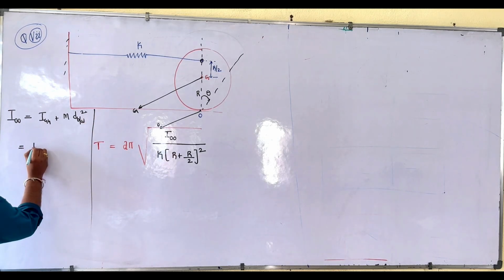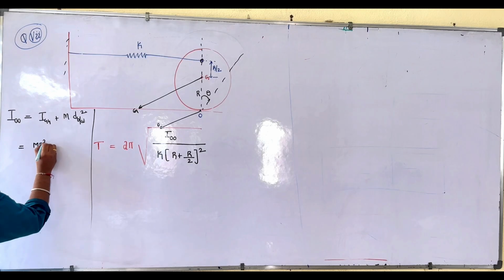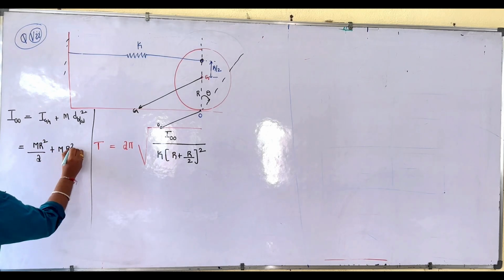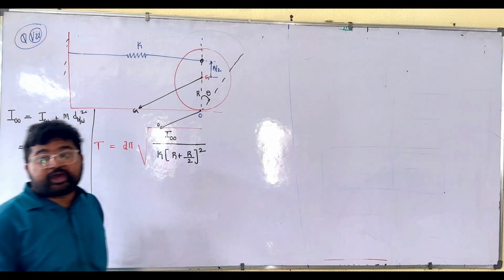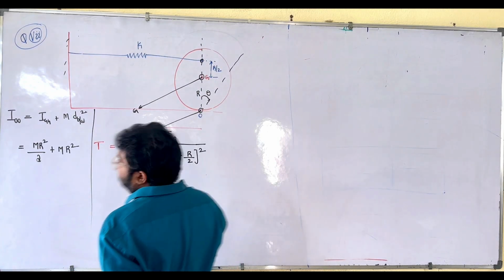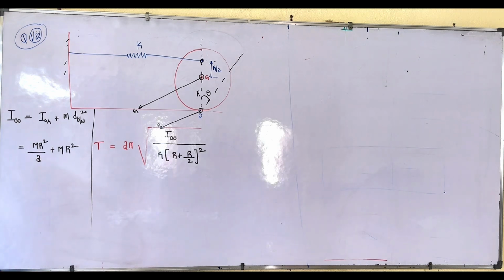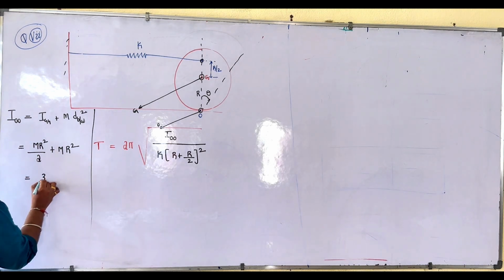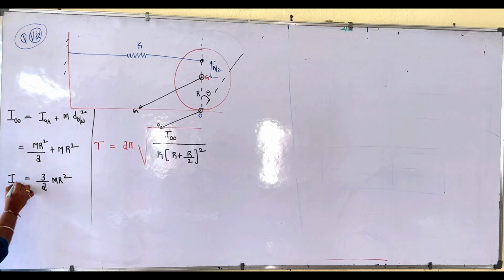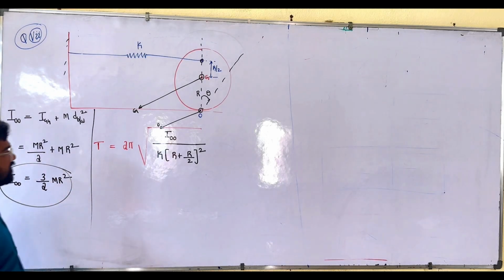This is how much? mr²/2 plus how much? m into r². Here, distance between square means what? Distance between G and O. That is how much? 3/2 mr². This is related to the disk. It won't change. Clear?